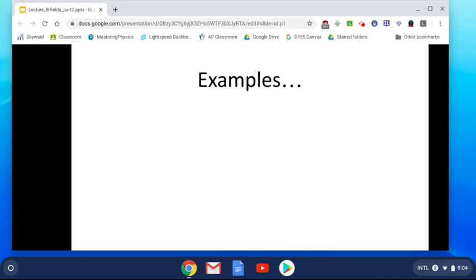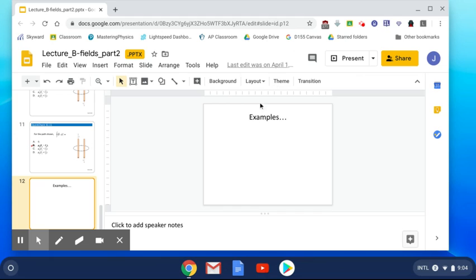The examples basically are going to fall out of the Ampere's law problem set, and this has gone on long enough, so we'll stop it there, and we'll do some kind of walkthrough at some point. So, all right, hope this helps.